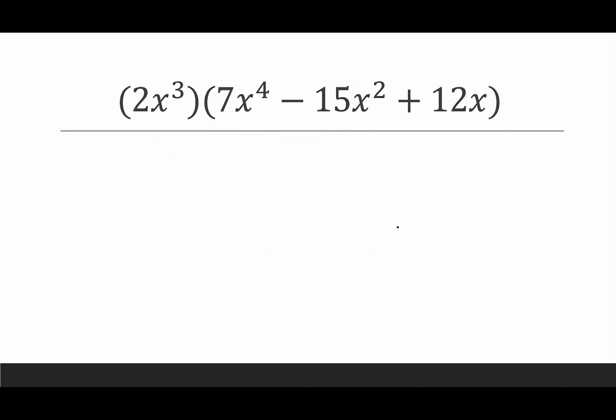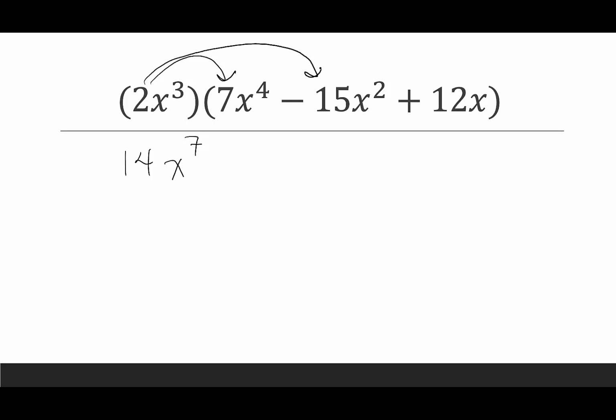So let's move on to something besides binomials, and here I have a monomial times a trinomial. I'm still going to use the distributive property. I'm going to multiply each of the terms by 2x cubed. So let's start with 2x cubed times 7x to the 4th. 2 times 7 is 14. I'm going to add 3 plus 4, so my exponent is 7.